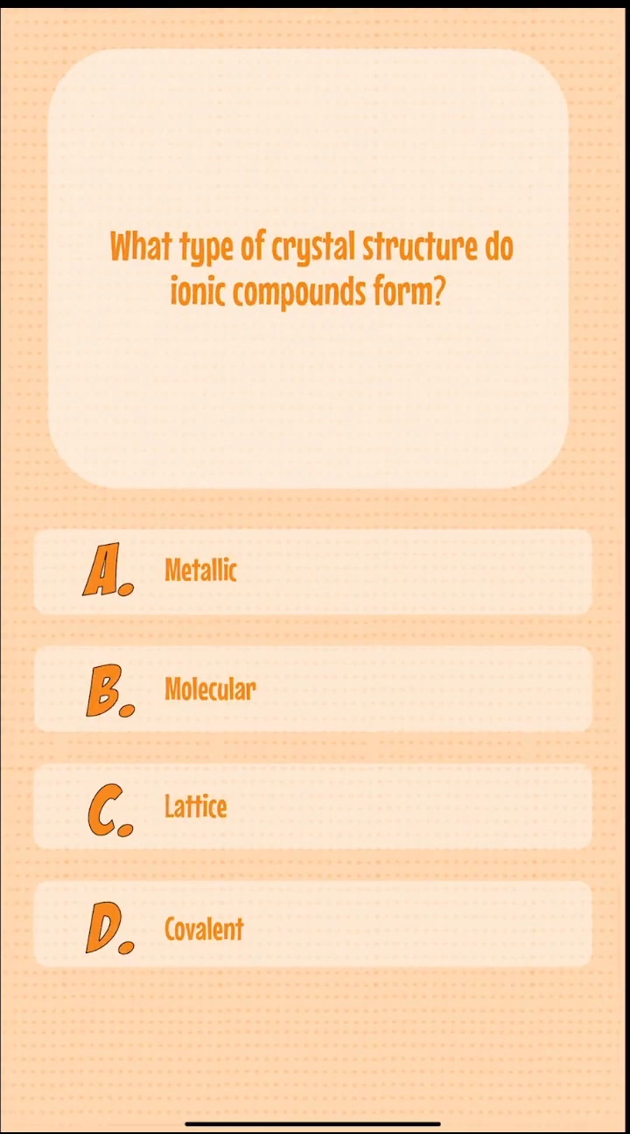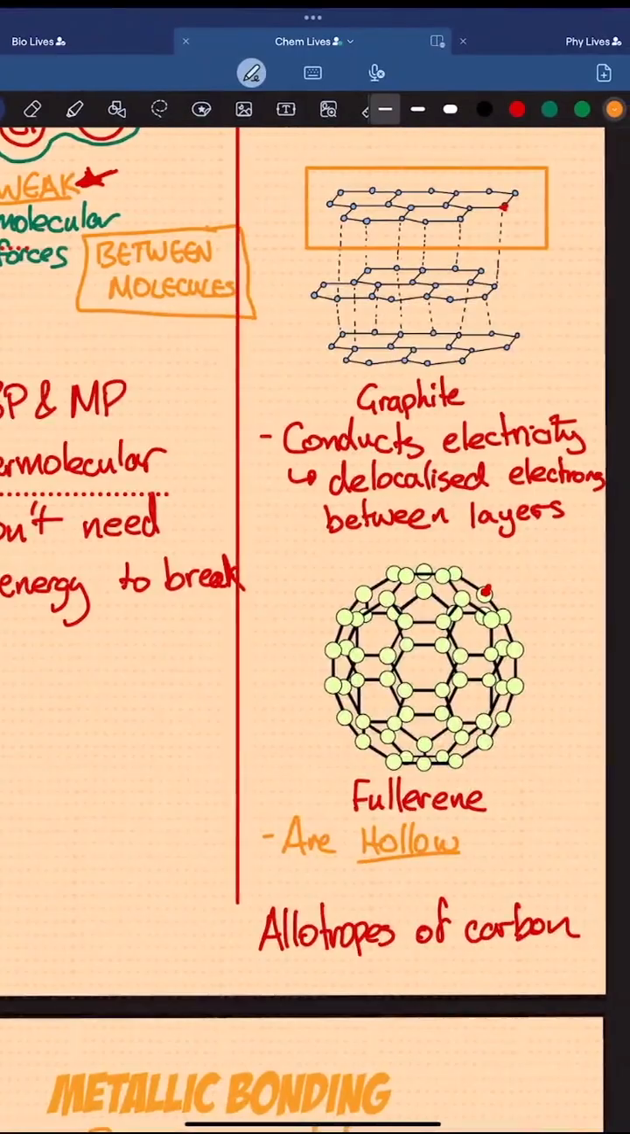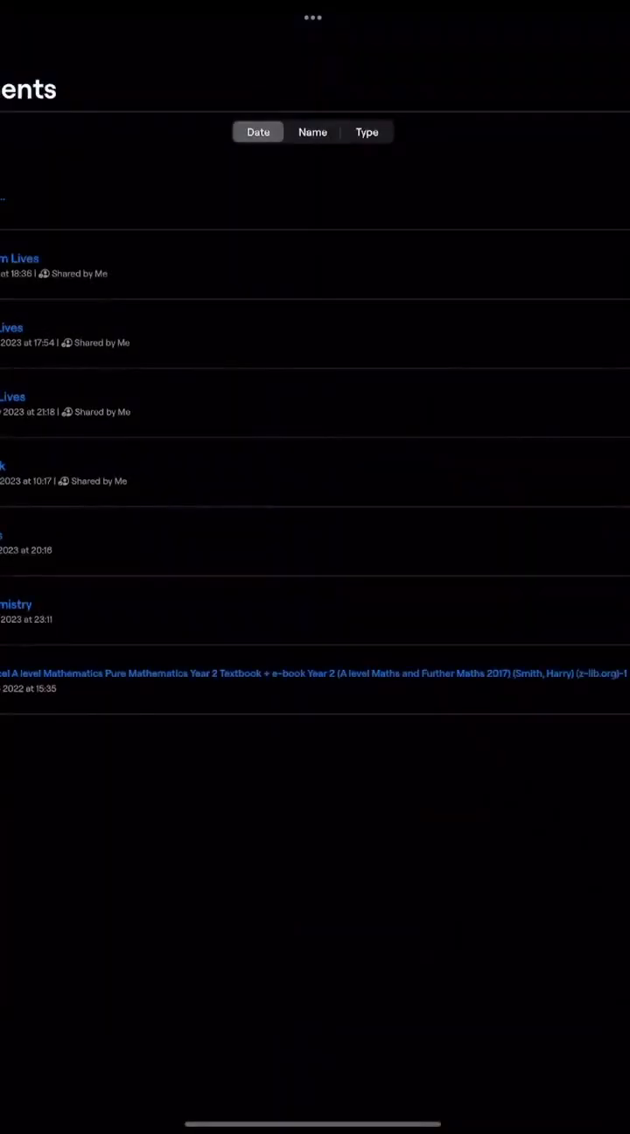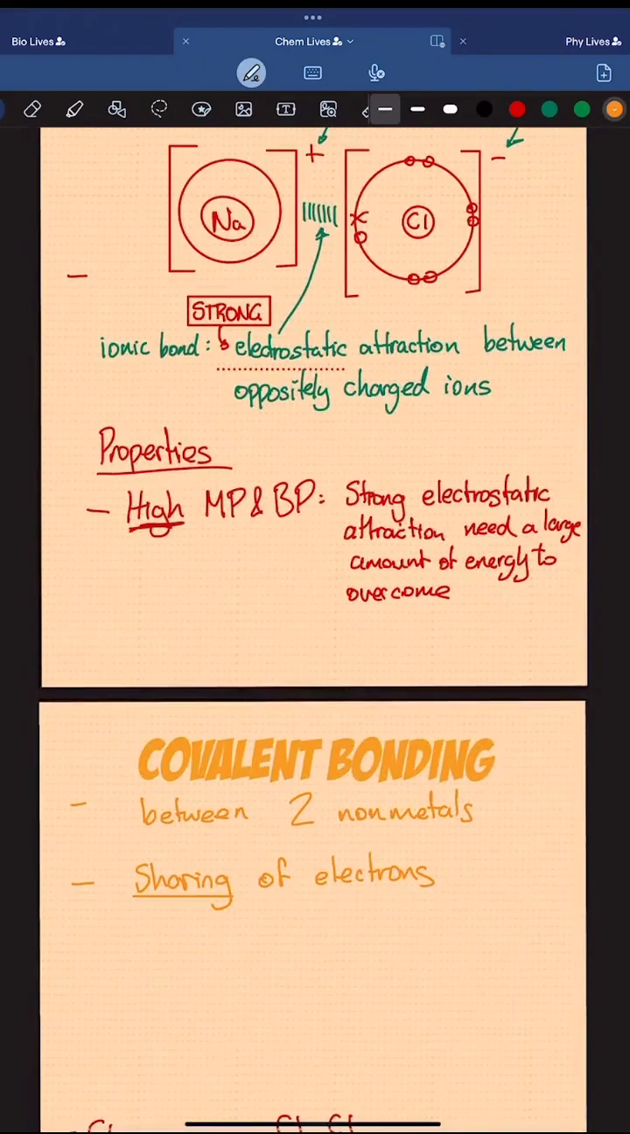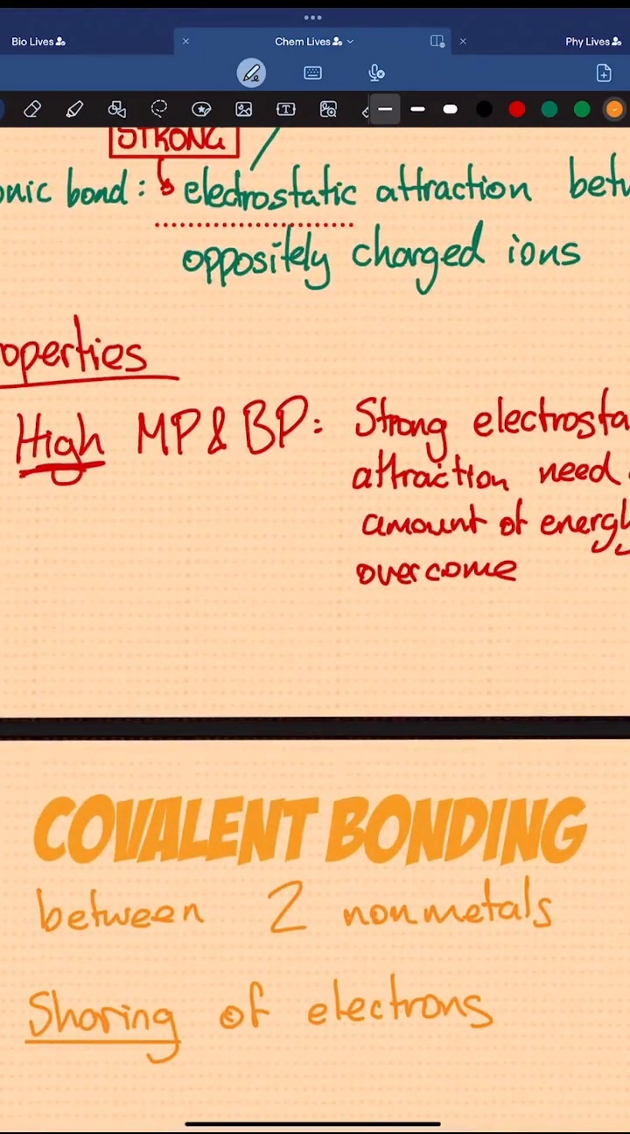What type of crystal structures do ionic compounds form? We haven't mentioned this yet, but it's an additional thing we need to add to our notes. Lattice, yes. Anyone know what a lattice is? Let's add that to our notes. So if we go back to the notes, ionic bonding, so ionic properties, we can say, I'm going to need more space here, they exist as lattice.